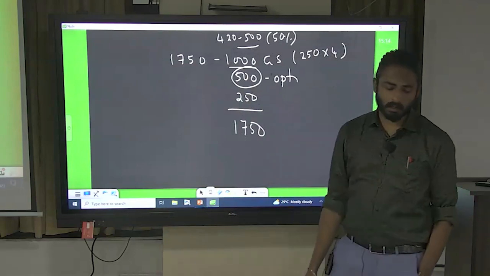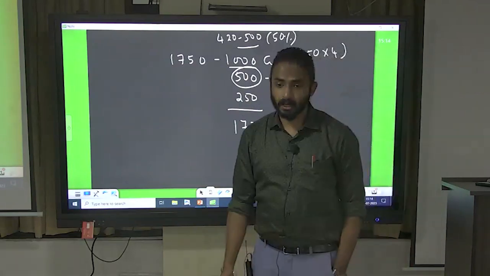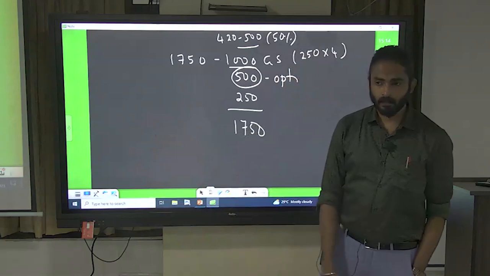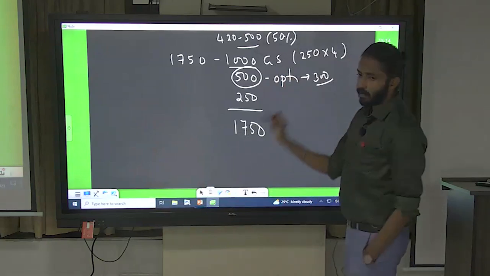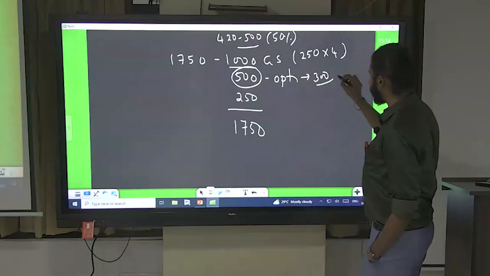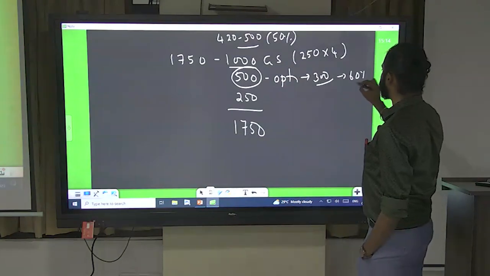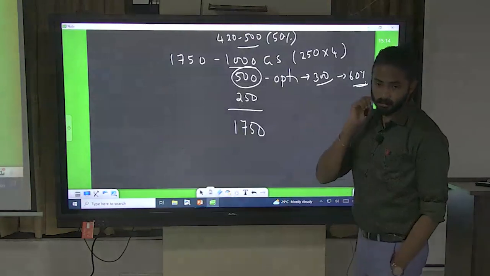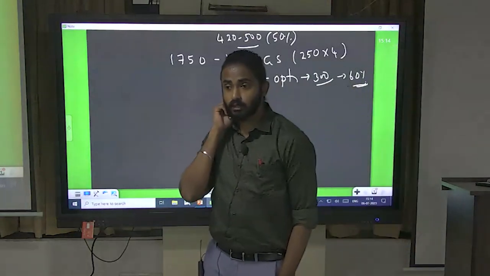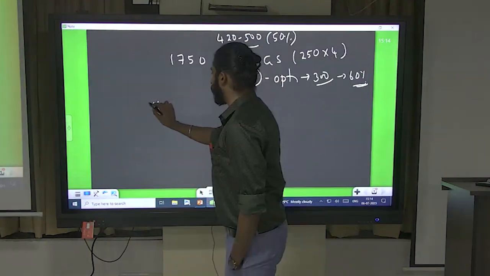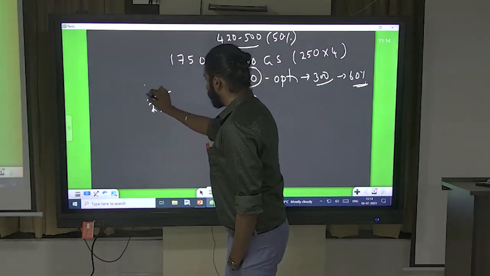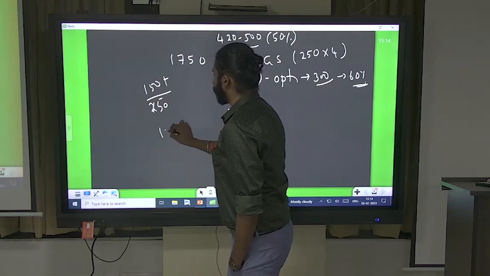And in the case of optional, what is the maximum mark you can expect? Current trends, you can hit up to 300. That means approximately up to 60% marks you can score in the optional subject. So in optional, there is a high chance you can score more. Two optional papers, 250 each. People score 150 plus in both optionals.